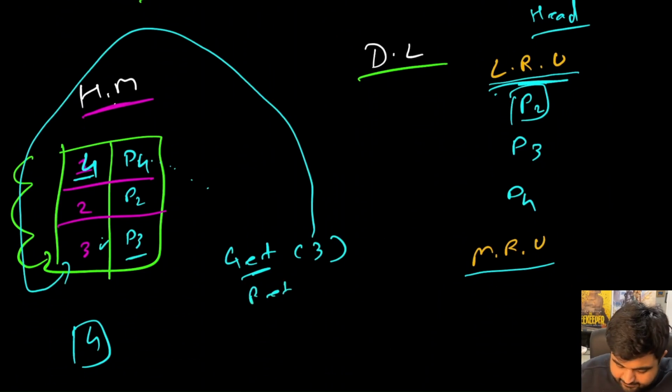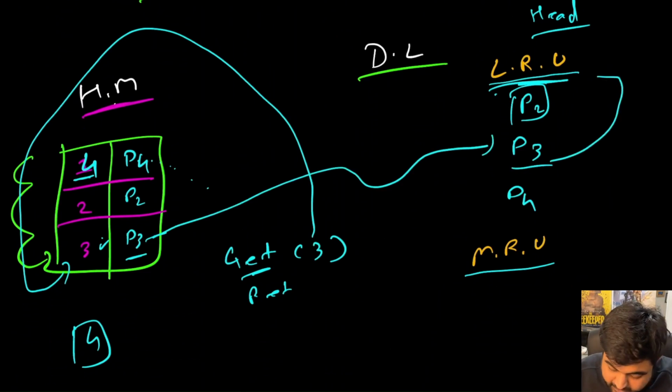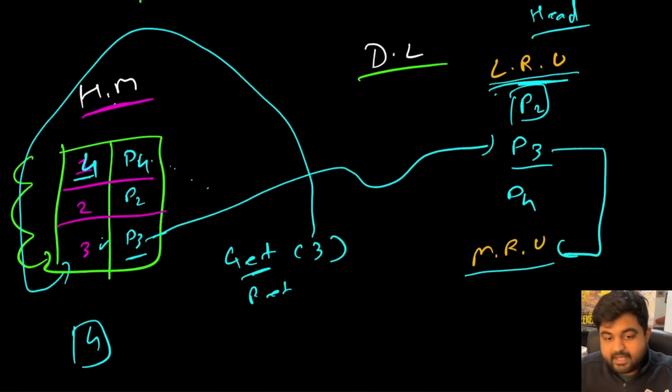But at the same time, I can go to this pointer's location and say, hey, whatever your pointer location is, now you need to jump to the tail of the linked list, because currently you are the most recently used value, and that can happen in big O of one time because it's a doubly linked list.